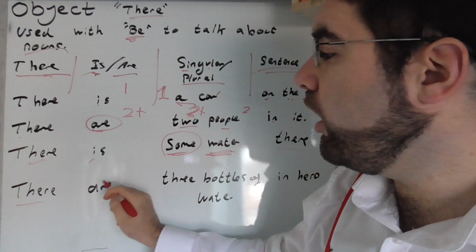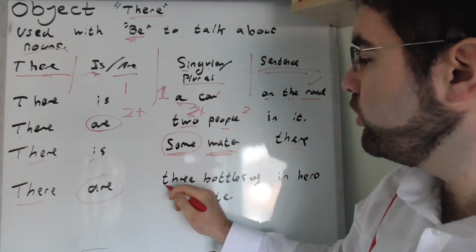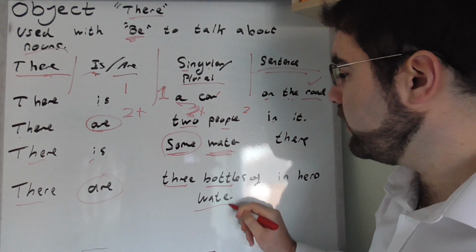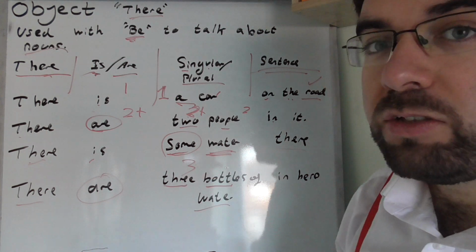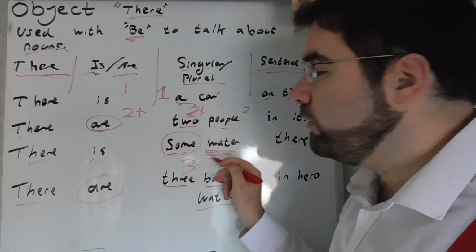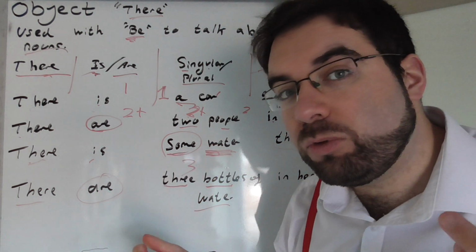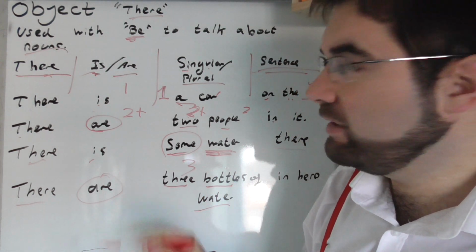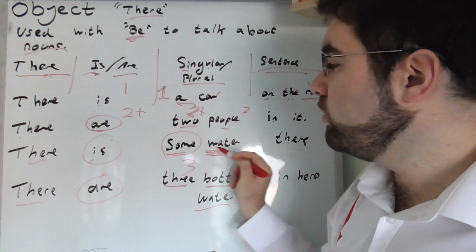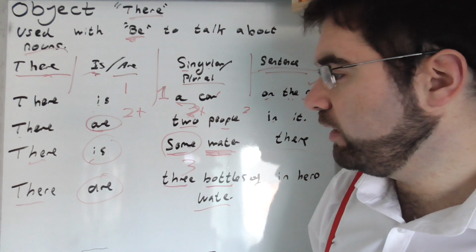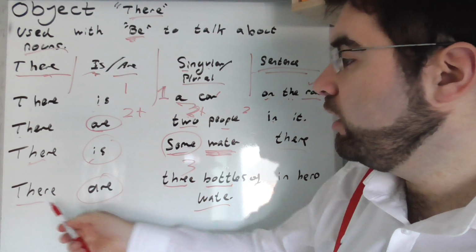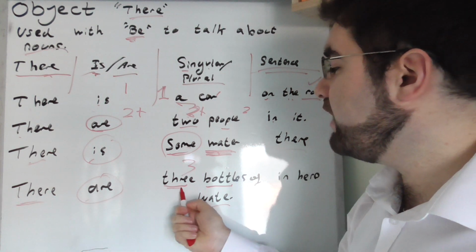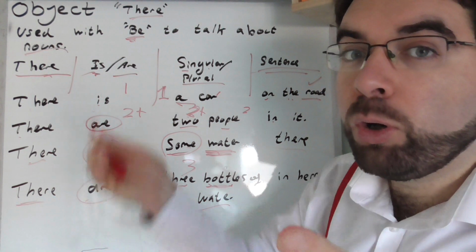And then we have there are 3 bottles of water. So we have uncountable: some water, plenty of water, enough water. And with "is," there is some water, uncountable. But with uncountable, we need a container. We need to put it in something.